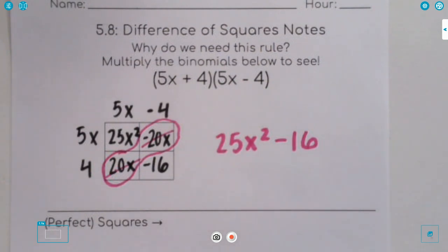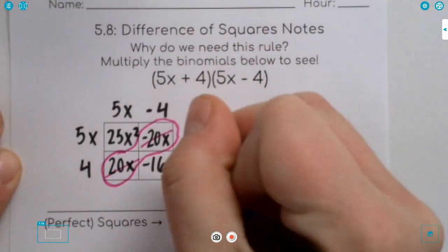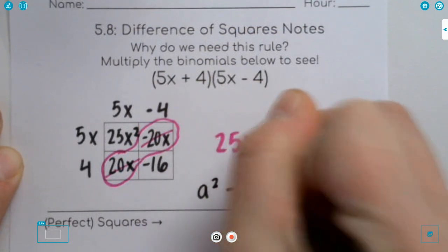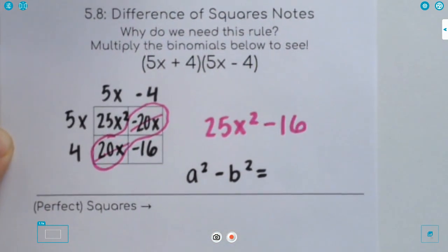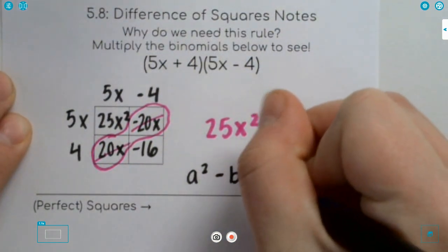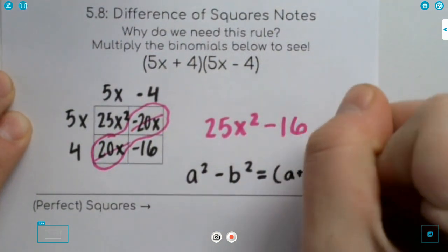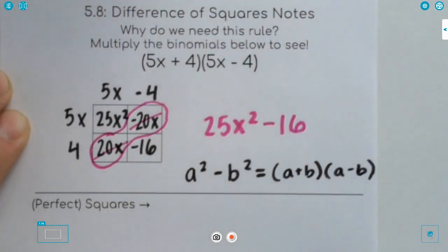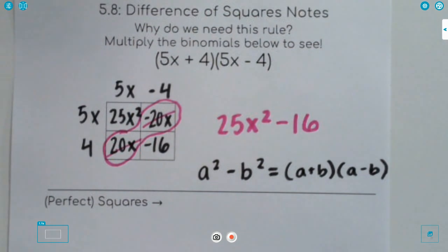And what this rule is, is that if we have a squared minus b squared, that can be factored out to be a plus b times a minus b. So one's plus, one's minus. So that is our general rule for difference of squares.